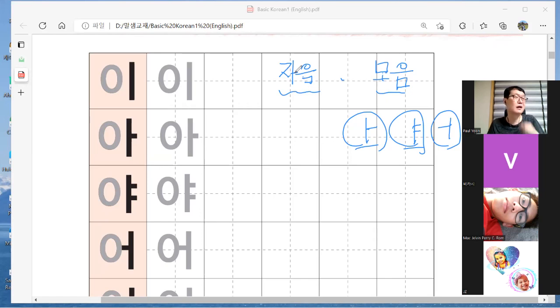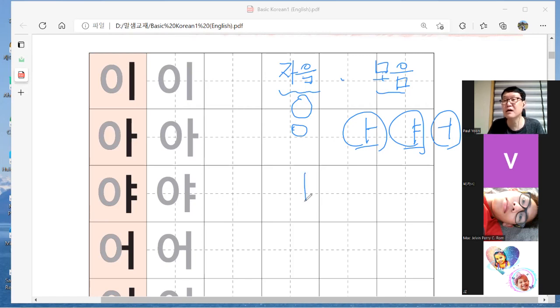So whenever you need to express a vowel sound, like a, ya, o, yo, how do we express it? We use one consonant, ieung. It looks like a circle. This consonant's name is ieung. It looks like a circle, right?